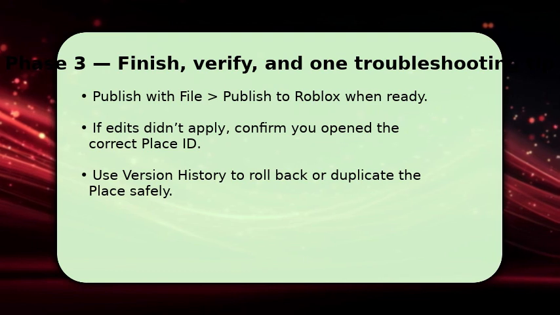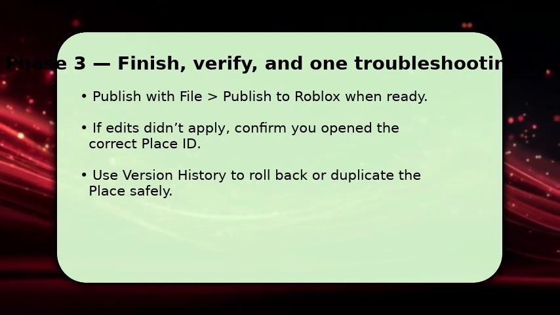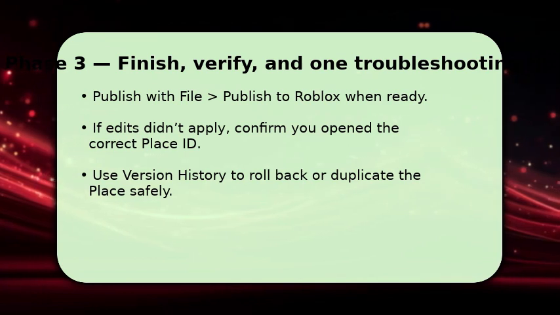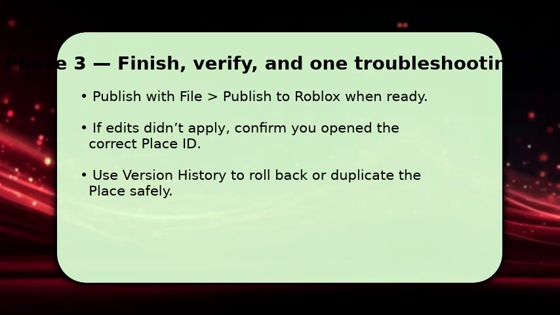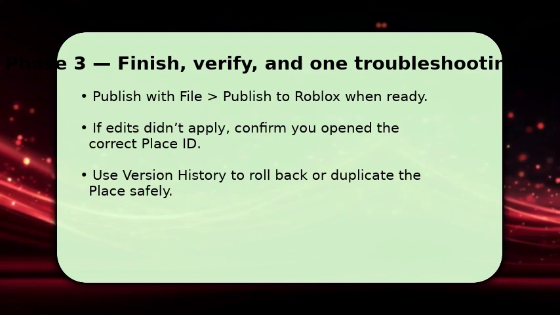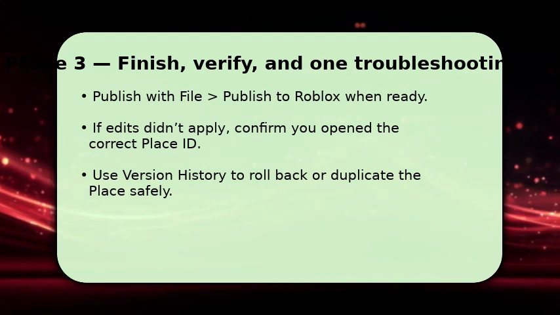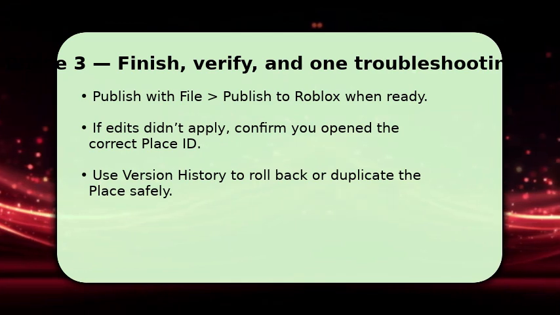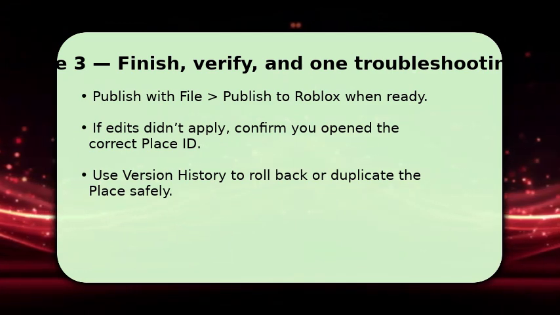If changes didn't take effect, the first troubleshooting step is to confirm you open the correct place ID from the game's places list. Often a similarly named place causes confusion. If needed, open version history to restore or duplicate a stable snapshot. This gives you a safe rollback without losing work.